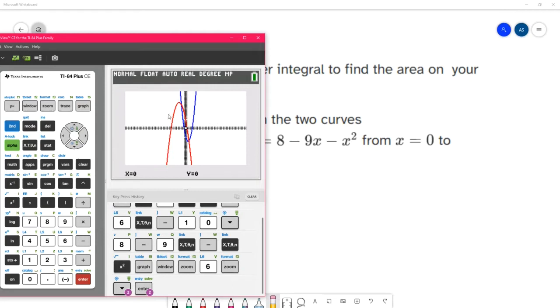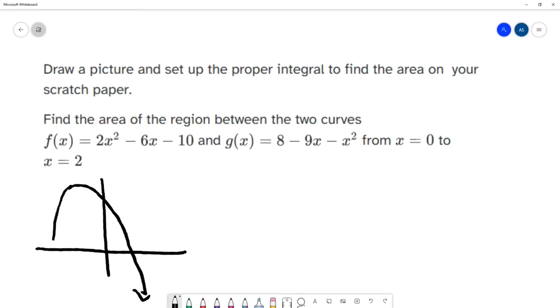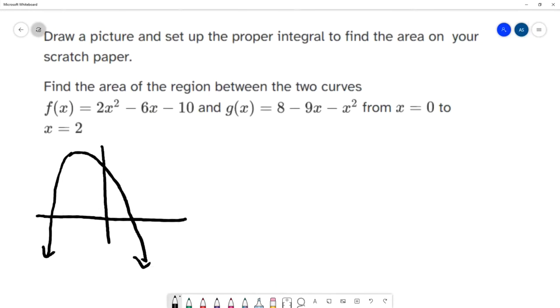So I've got the parabola that's facing down, which is this one right here, because it has a negative on the x squared. I know that's the one that's facing down. And then the one that's facing up, that's the first one. So let me get a quick sketch of this. It doesn't have to be completely exact. So it's something like this.